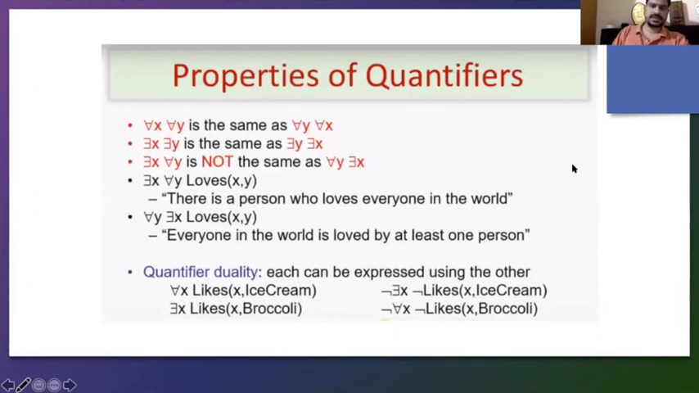These are some properties of these quantifiers. What properties do we have? We have the property that for all x, for all y is the same as for all y, for all x.